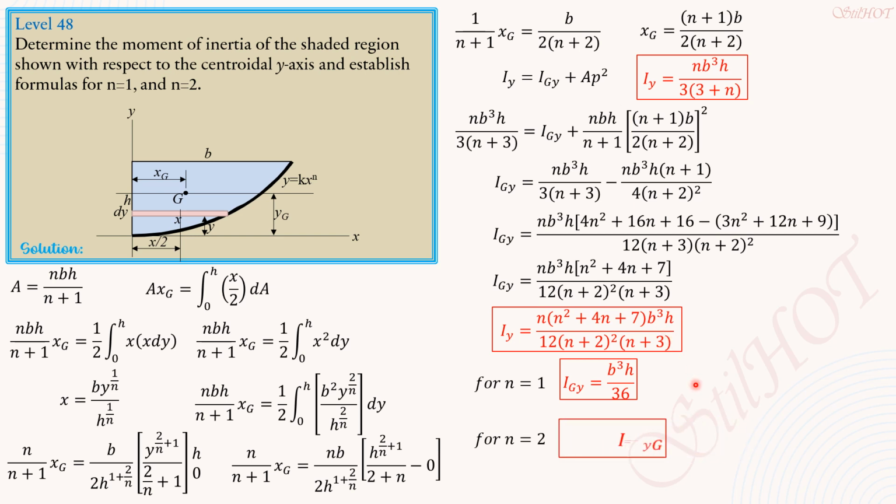So you check the tables where n is 2. It's 19 over 480 IGY, the centroidal moment of inertia with respect to the axis through the centroid parallel to the y-axis of that figure when n is 2. So that's it.